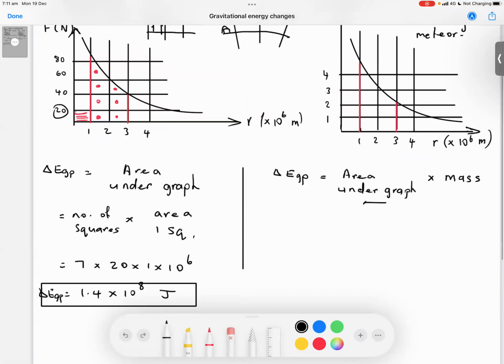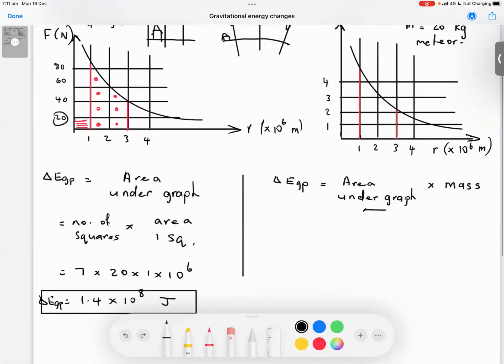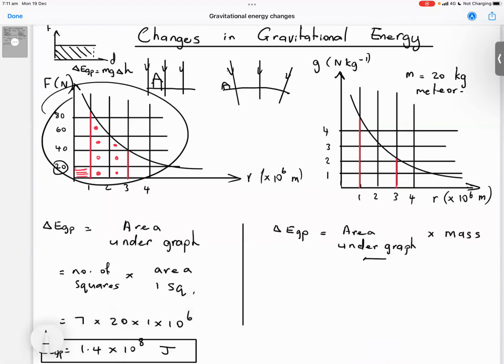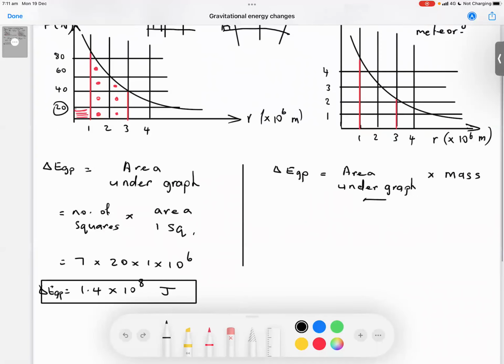So this is a more generic graph, which is perhaps a bit more versatile to use because that would be the same graph for a given planet. And then we just multiply it by the mass of an object in that field. Whereas this graph on the left is more specific to one object. And you might get either in an assessment task or a question. So let's look at that. The area under the graph would be, so it's a number of squares times the area of one square times the mass.